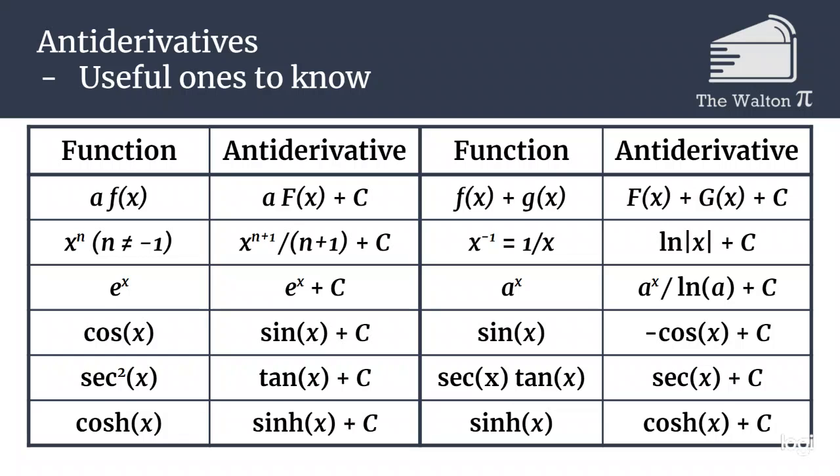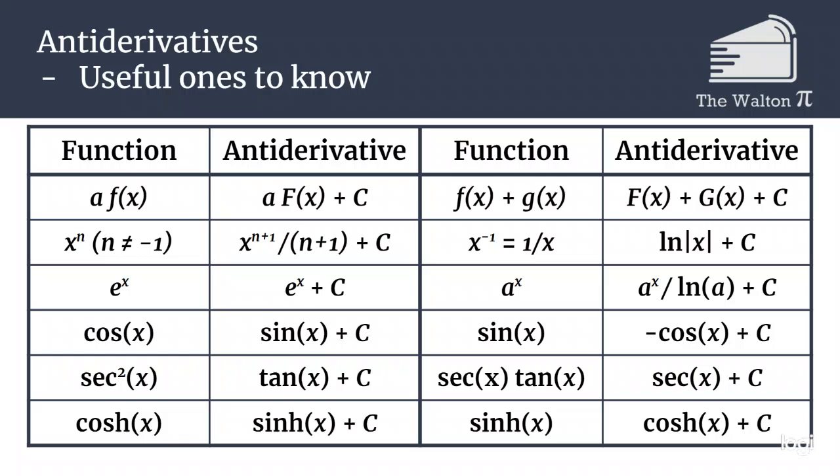If we add two functions, so f plus g, that's going to give us the antiderivative of f plus the antiderivative of g, plus our arbitrary constant. If we have x to the n, where n is not negative 1, then the antiderivative is x to the n plus 1 divided by n plus 1, plus our arbitrary constant c. So if n was equal to negative 1, the antiderivative of x to the negative 1, which can also be written as 1 over x, is the natural log of x plus c.